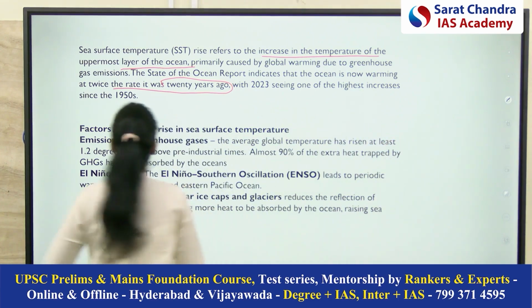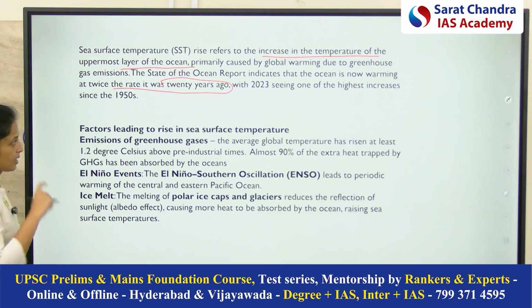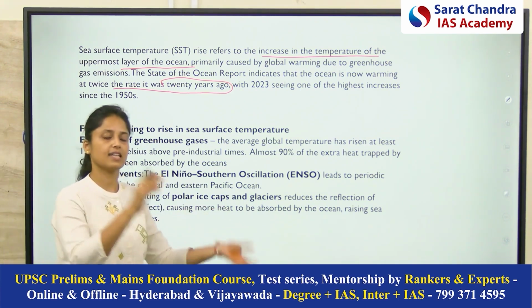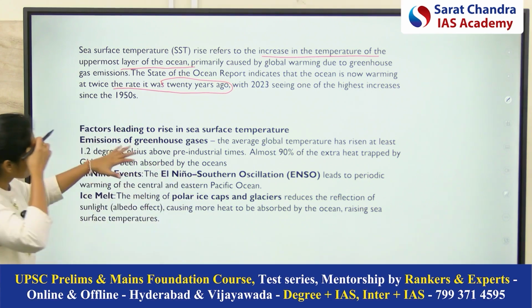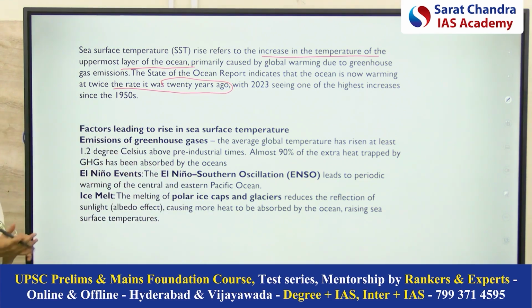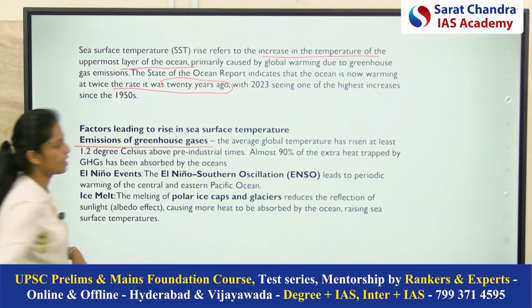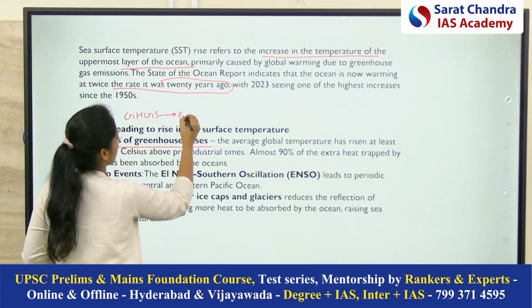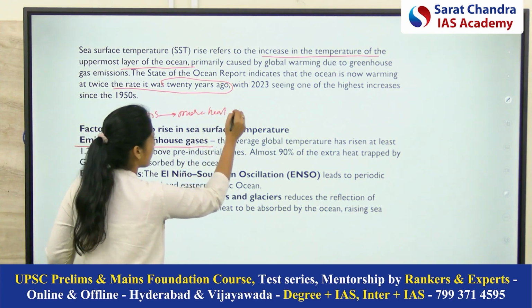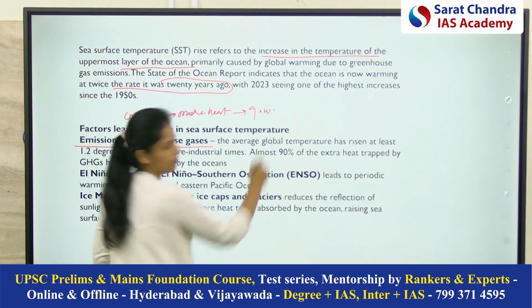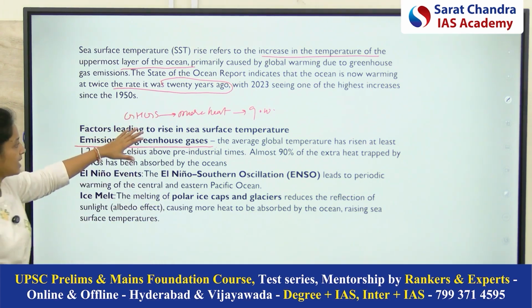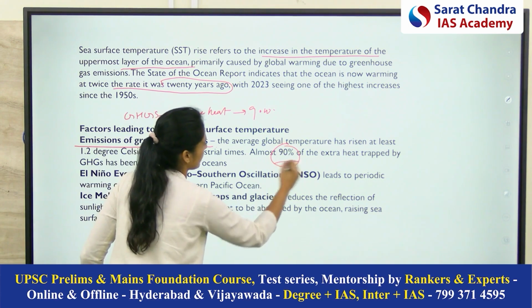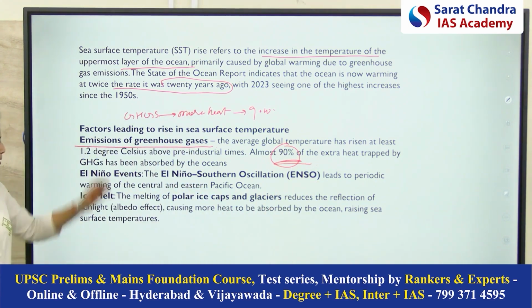Now coming to the body part, the factors leading. So see, we have discussed how sea surface temperature is impacting the cyclones. But first of all, you have to provide in brief the reasons why the sea surface temperature is rising. So first reason is the emission of greenhouse gases. See, if the greenhouse gases rise, they will trap more heat. And if more heat is trapped, it will result in global warming. And the resulting heat is being absorbed by the oceans. 90% of heat is absorbed by the ocean. Because of this, the temperature of the surface is rising.